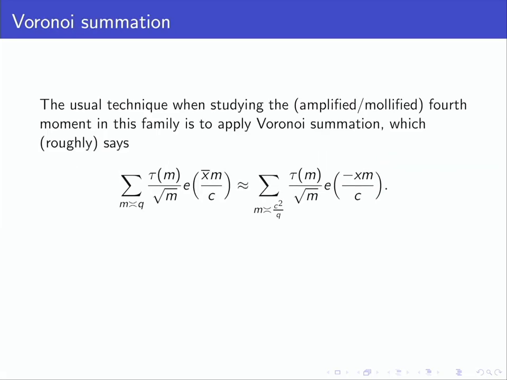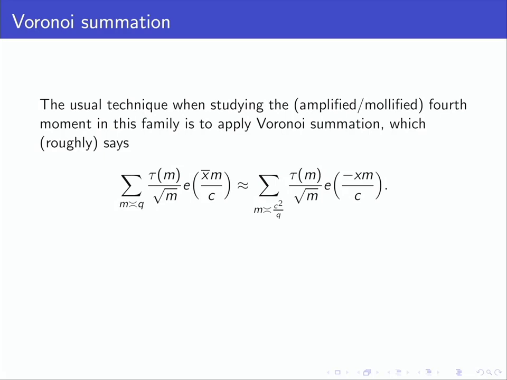Now usually what you do next when you study these fourth moment problems, like the amplified or mollified fourth moment, is open up your Kloosterman sum, so you get these additive characters, and then apply the Voronoi summation formula. This roughly says that if you have a divisor function weighted by an additive character, then on the dual side you have another divisor function with a different additive character, where your x bar becomes an x. Actually you have plus and minus, but they're pretty much the same, so let's just look at one. That's a simplification: you get rid of this modular inverse.